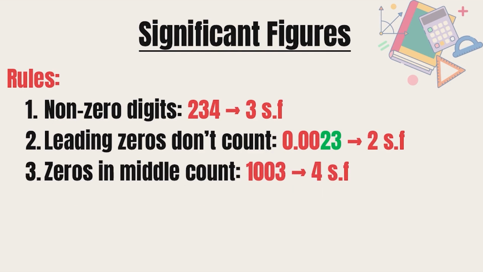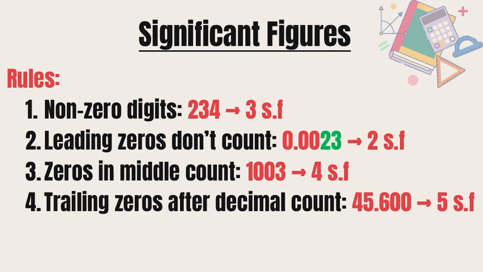Zeros in the middle count. In the example 1003, we have 2 zeros in the middle between 1 and 3. So therefore, we have 4 significant figures in 1003. Trailing zeros after a decimal point count. In the example 45.600, we have 5 significant figures.